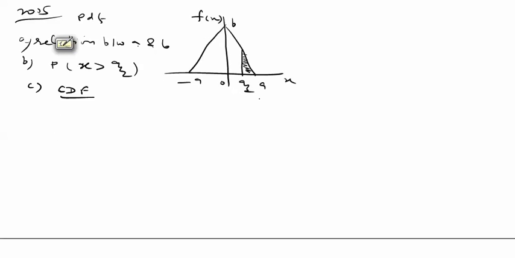Now we will discuss the 2005 GATE question. The question is, a PDF is shown to us. I draw it. In this question, the PDF is given to us. We want to find out the relation between A and B.